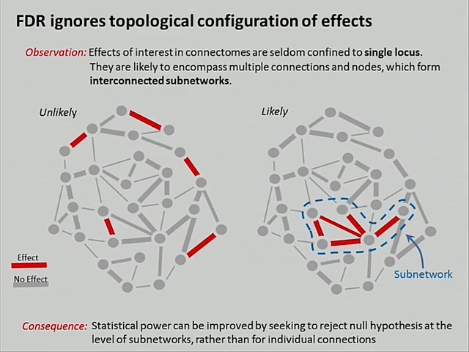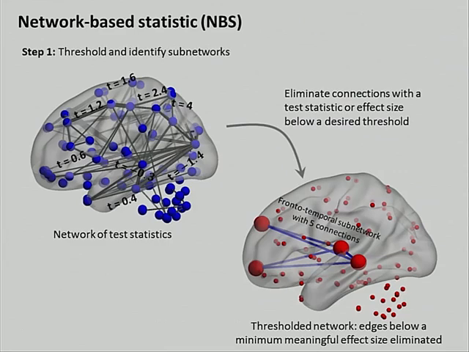So we can consider alternatives to the FDR to boost our statistical power. We can seek to reject the null hypothesis or to test our effects by specifically looking for effects that form these interconnected networks, these subnetworks. One approach to doing that is with the network-based statistic. This is a very simple approach. Once we've performed statistical testing on each edge, we can then prescribe a threshold. So that could be, for example, a minimum meaningful effect size.